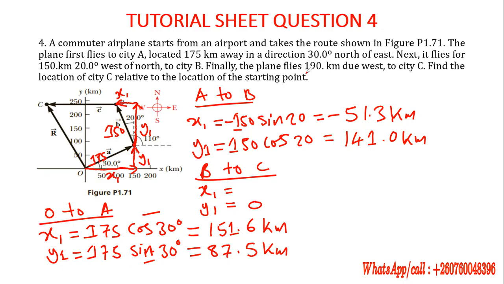Finally, the plane flies 190 kilometers due west. This is the west, eh? So here we have 190. You get? So now where is it going? The direction is negative. So for x it is negative 190. This one we don't even have to multiply with anything, because this is the horizontal line. I'm sure I remember what I told you about the horizontal line.